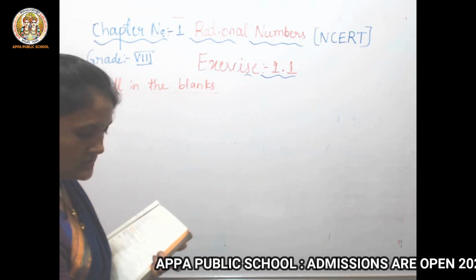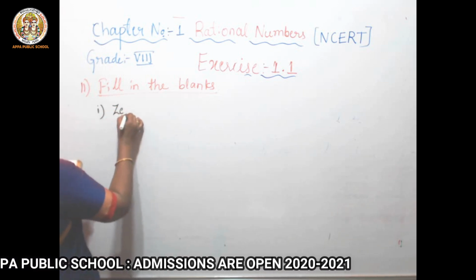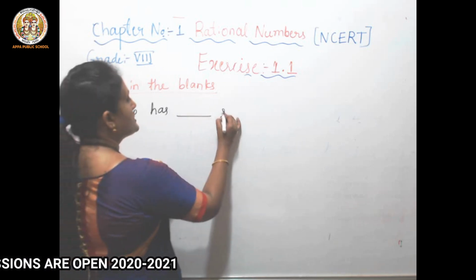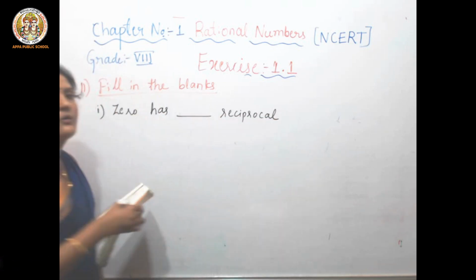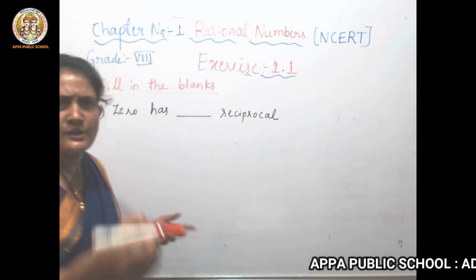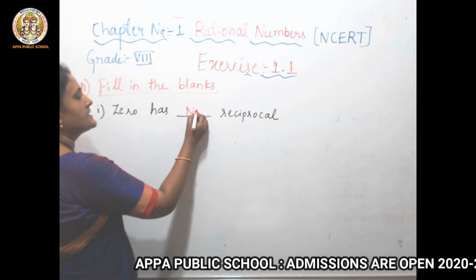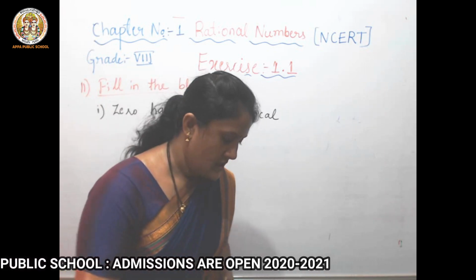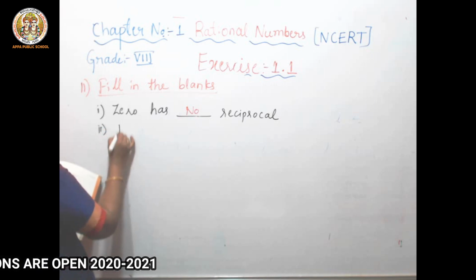Okay, so first question: 0 has dash reciprocal. So what can we fill here? 0 has dash reciprocal. No reciprocal, we don't have any reciprocal for 0. That's what the answer is, no reciprocal.